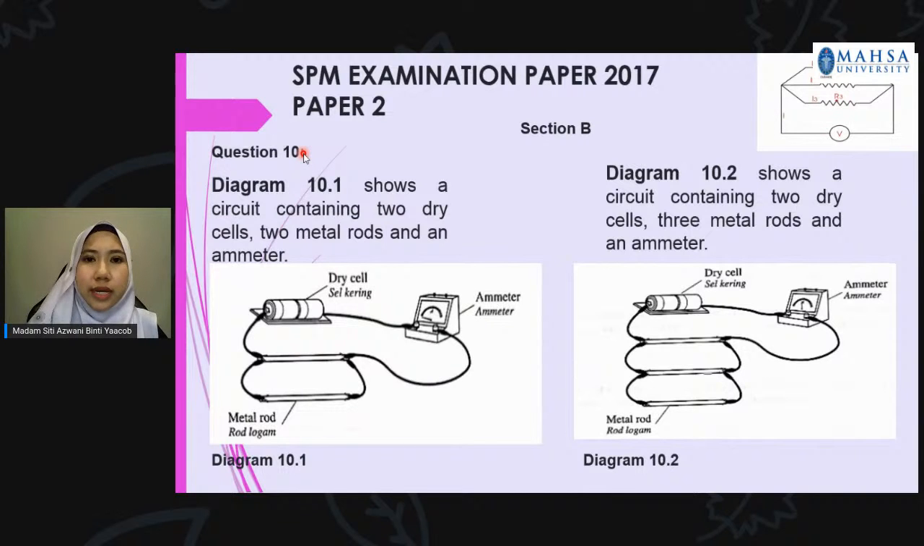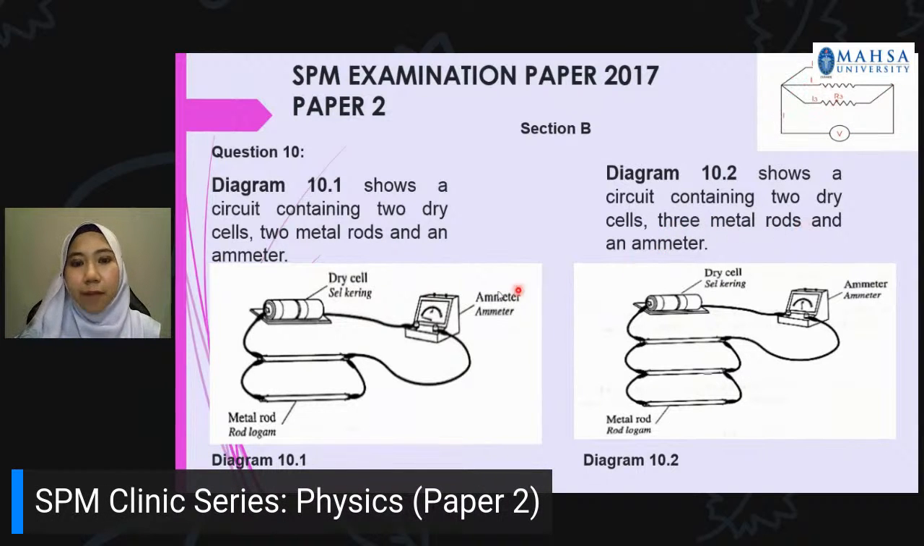I will not only discuss how to answer, but at the same time I will recall some of the concepts related to the question, so that it can help to answer the problem. Okay, so here is the question. You are given two diagrams, 10.1 and 10.2. Diagram 10.1 shows a circuit containing two dry cells, two metal rods and an ammeter. Diagram 10.2 shows a circuit containing two dry cells, three metal rods and an ammeter.